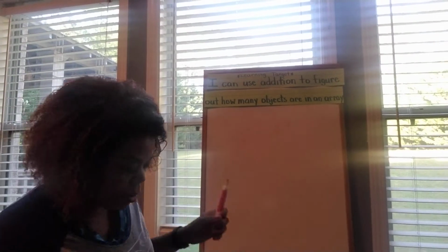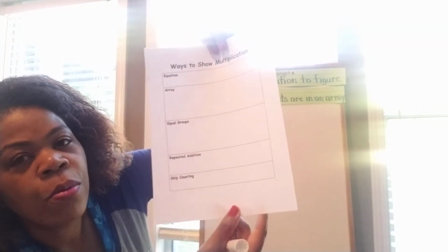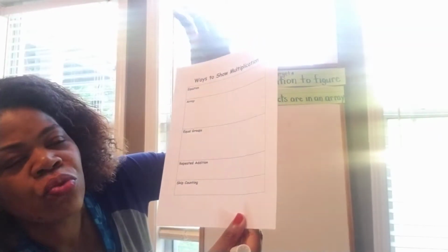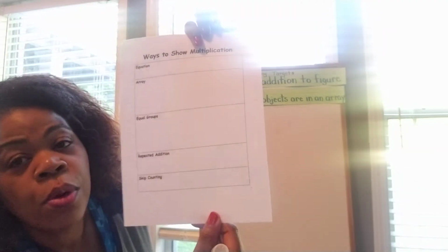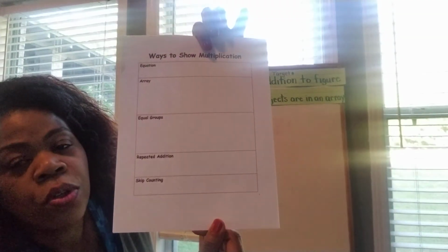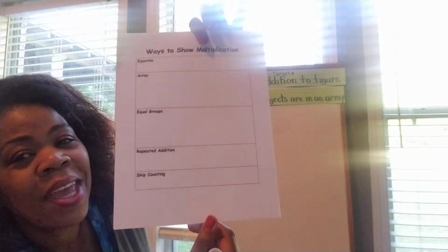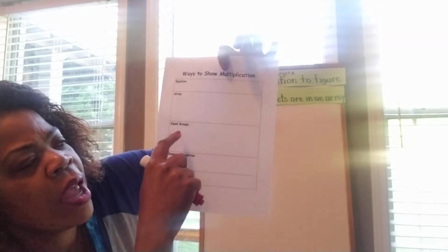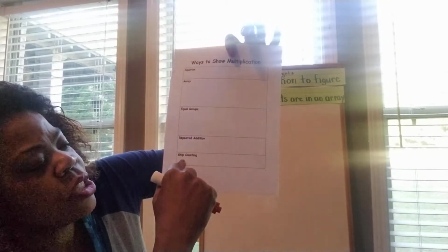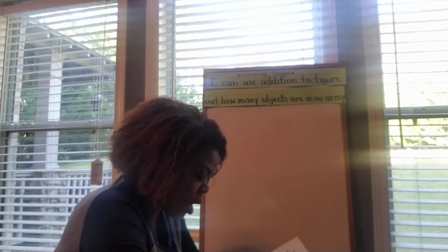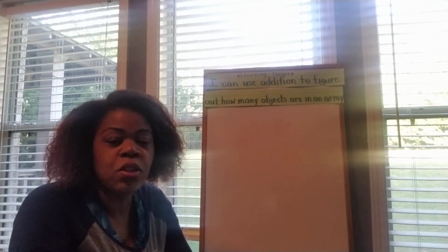Okay, so today we're going to talk about ways to show multiplication. And I sent this page to your parents. It's just a very simple page, and I want you to print it out. If you could print out one and then just write it on the other, or if you don't even want to, you can just make it yourself and just write it. So it's ways to show multiplication: the equation, an array, equal groups, repeated addition, and skip counting. Okay, so we're just going to take some problems and do this.